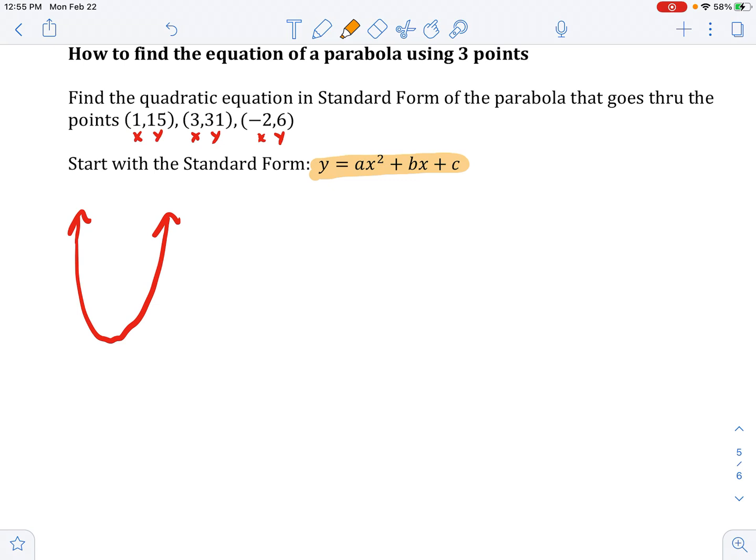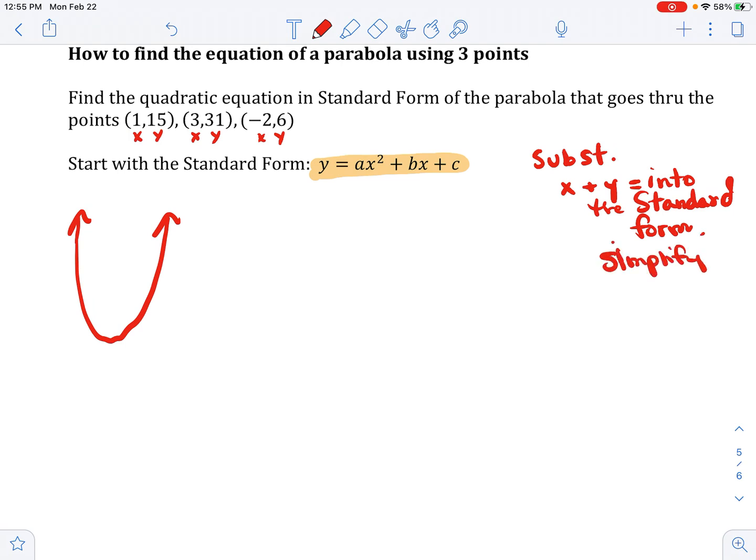So what we're going to do is substitute x and y into the standard form. We're going to do this for each point. Okay, and then we're going to simplify as we go through. So let's take a look at the first one. The first one is the point 1, 15.